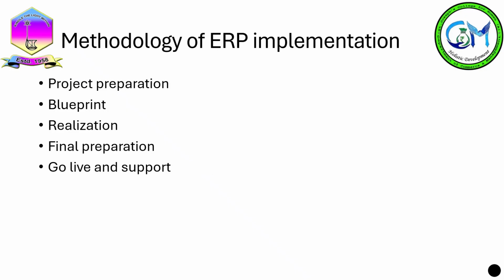ERP implementation requires various tasks that need to occur and vary from company to company, and it should not be used as a final template for selection. It is used as a checkpoint for ensuring that no key tasks are missed in the ERP selection methodology. The methodology of ERP implementation is divided into the following 5 phases: phase 1 project preparation, phase 2 blueprint, phase 3 realization, phase 4 final preparation, phase 5 go live and support.